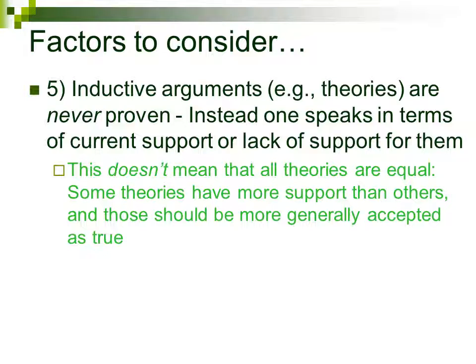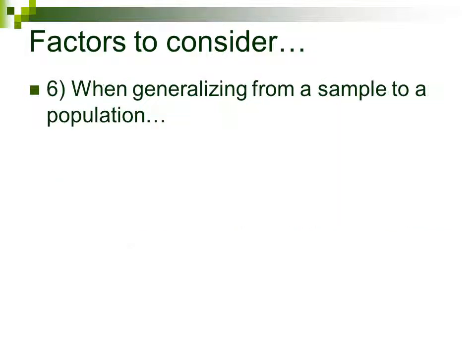The theory of gravity is much more accepted than the theory of past lives. So while it may be true that the Earth is flat, the best supported theory is that it's round, and someone who says, well, your theory hasn't been proven, so you must accept my theory as well, doesn't understand how science or theories work. And finally, some things to consider when generalizing from a sample to a population.